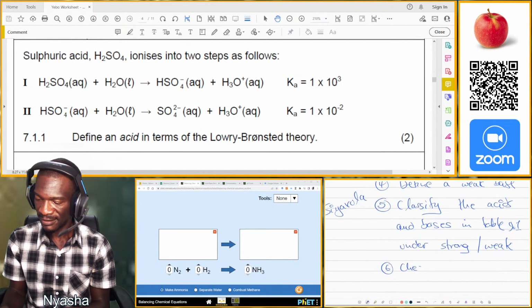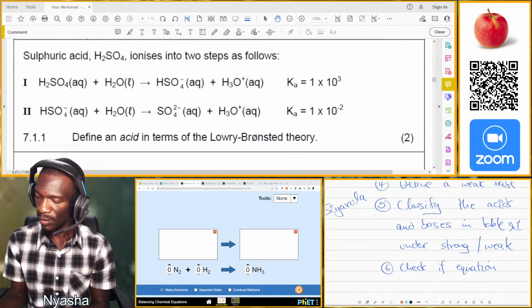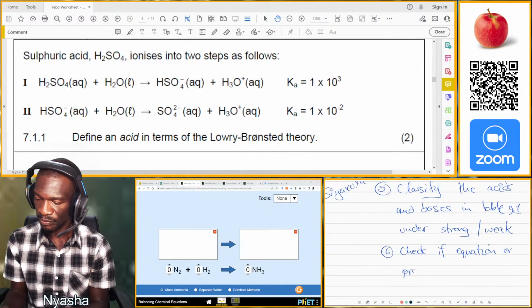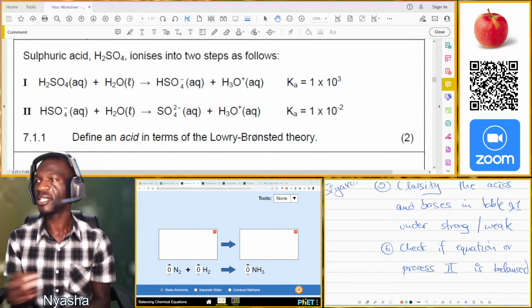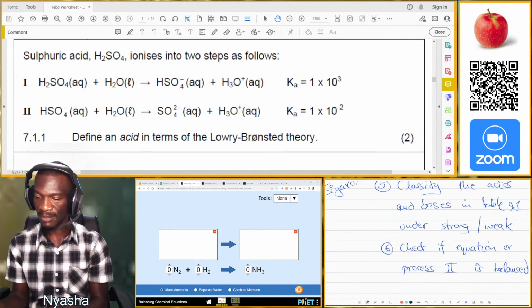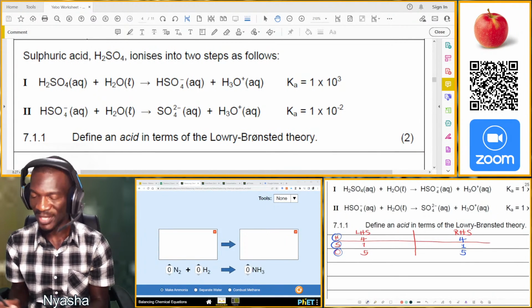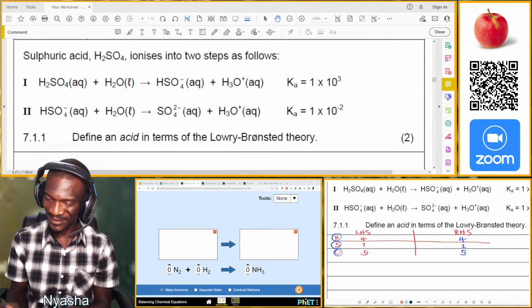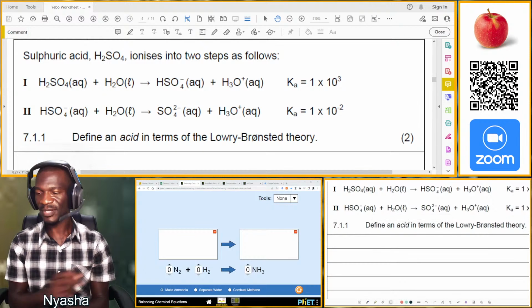Check if equation number 2, so let me write it as equation or process number 2, is balanced. That is this one. So I'll work with it as if it's balanced, isn't it? I'll work with it, then I'll hear from you if it is balanced. So I'll delete this so that we can start some work.